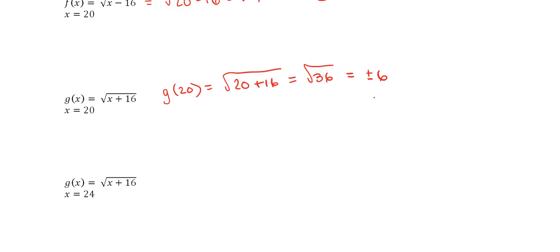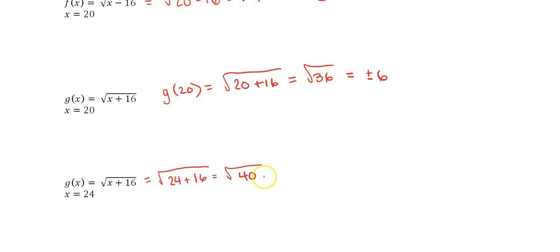Now, this next one, I'm going to put in a 24. All right, so this is the same formula, only this time I'm saying put in a 24 instead of a 20. So in this case, I'm going to wind up with the square root of 24 plus 16. That's going to give me my square root of 40.